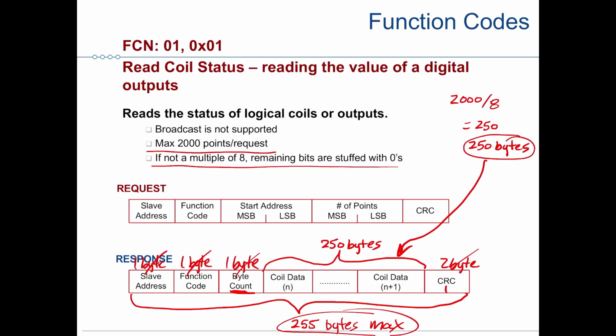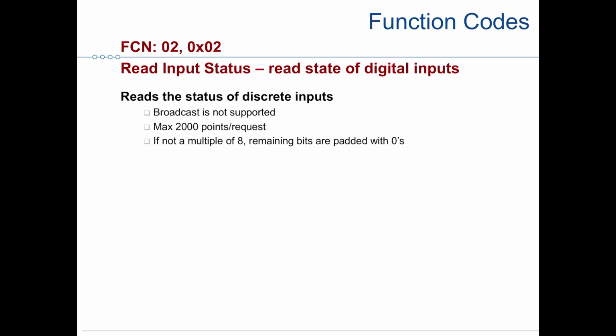Now notice how it says if it's not a multiple of 8, the remaining bits, because it's byte oriented, are bit stuffed or bit padded with zeros. Okay, so then we're looking at function code 02. What would that look like in terms of a binary value? All zeros corresponding to 0, 0, 0, 1, 0 corresponding to 2. The 1 byte value as ones and zeros would look like that.